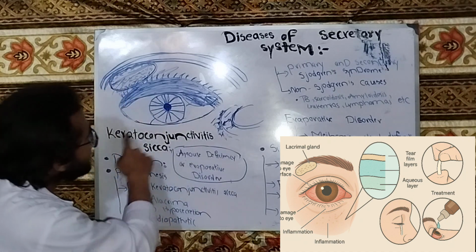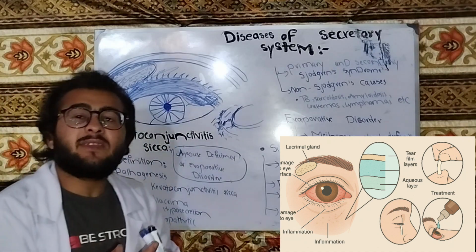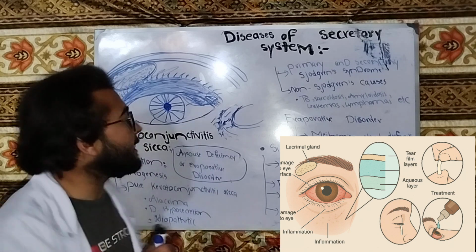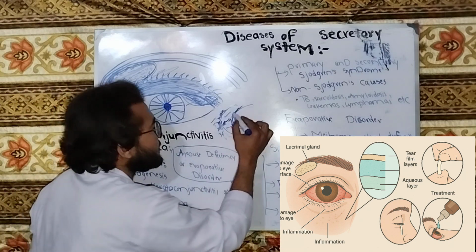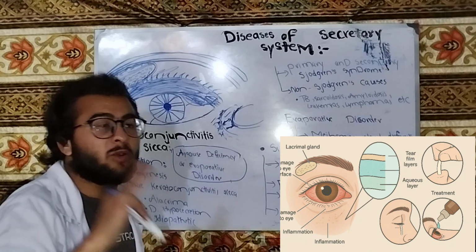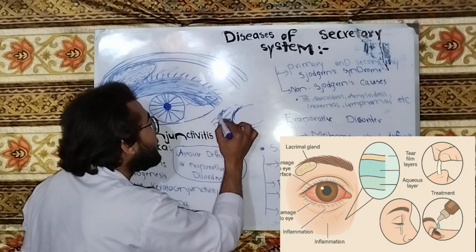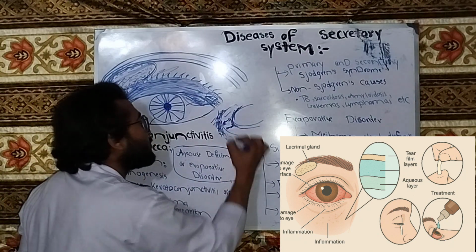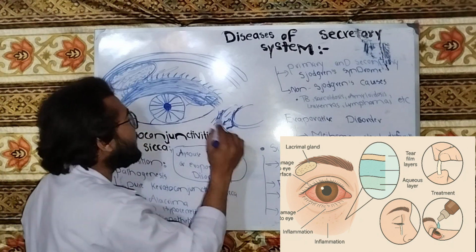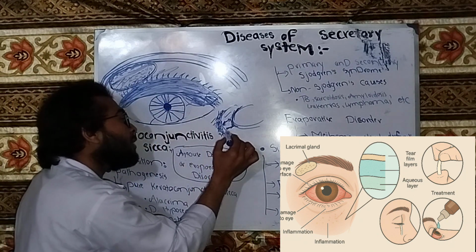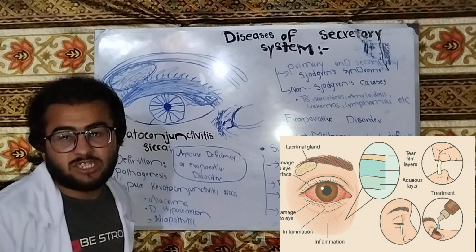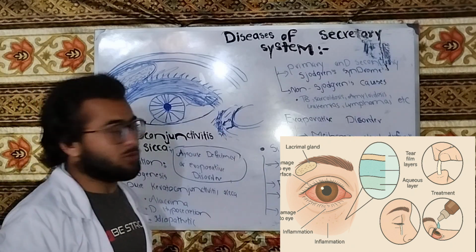What is happening in this condition? There is insufficient production of the aqueous part of the tears. We know that the tear is composed of three parts: the mucinous part, the aqueous part, which is about 90%, and the lipid part, which is the outermost part. So when there is any problem with the aqueous part, when the lacrimal gland does not produce the aqueous part sufficiently, it is called keratoconjunctivitis sicca or dry eye syndrome.